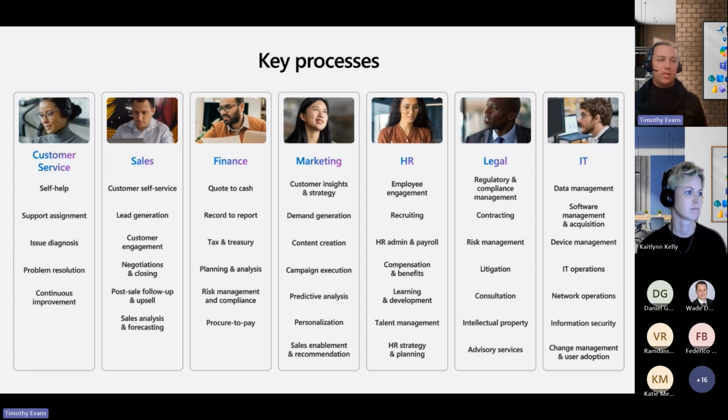So really what it comes down to is identifying those time-consuming, tongue twister tasks per the department or role, fleshing out those use cases and driving excitement around adopting Copilot and implementing Copilot into those key processes or use cases.